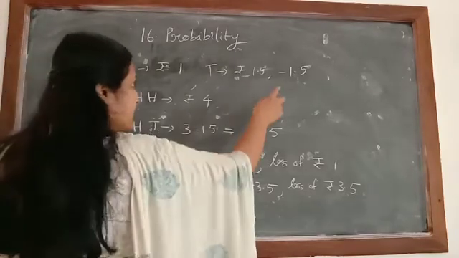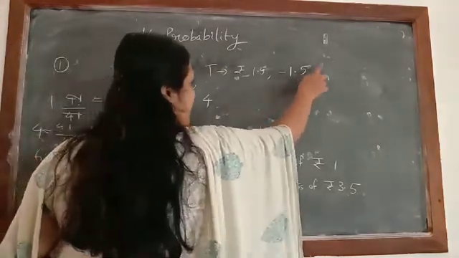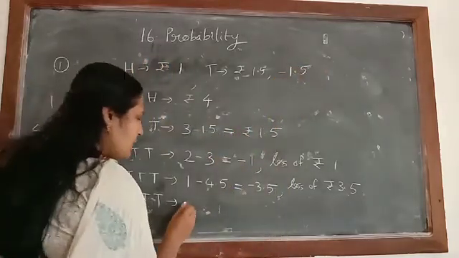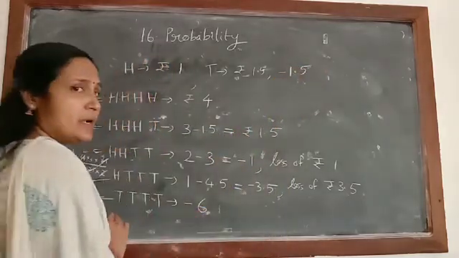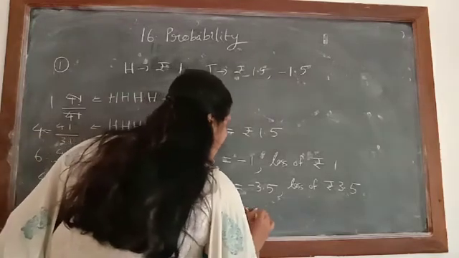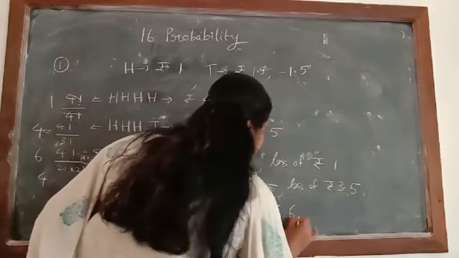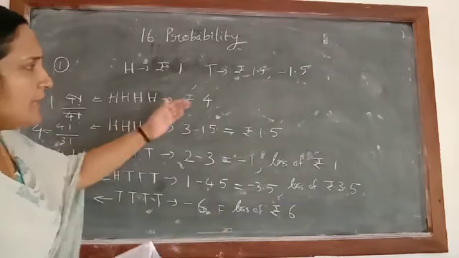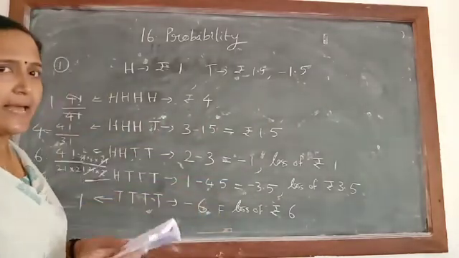Now the last one. When all tails are there, then we will have a loss. And what is the prize money? Minus 1.5 into 4 will be equal to minus 6. So here we can write loss of rupees 6. So these are the possible prize money which we can have.